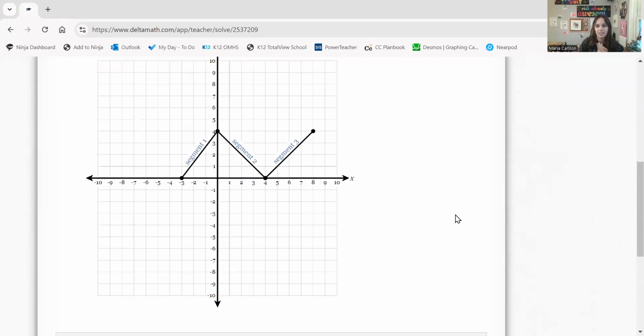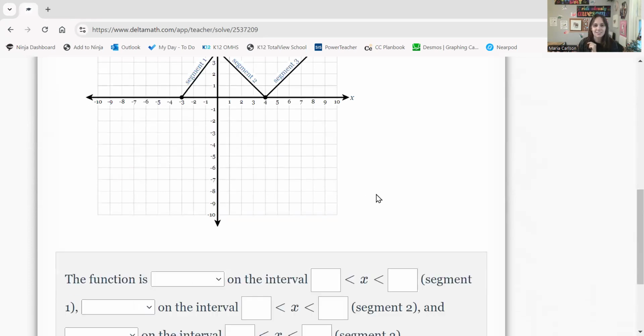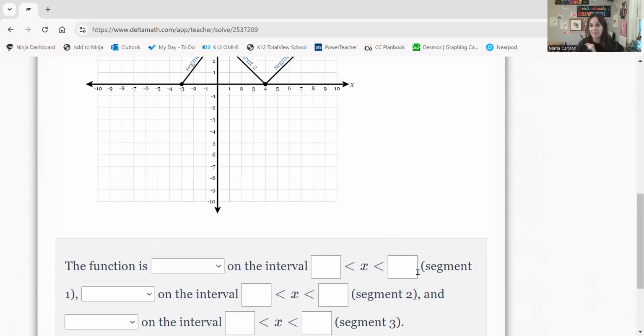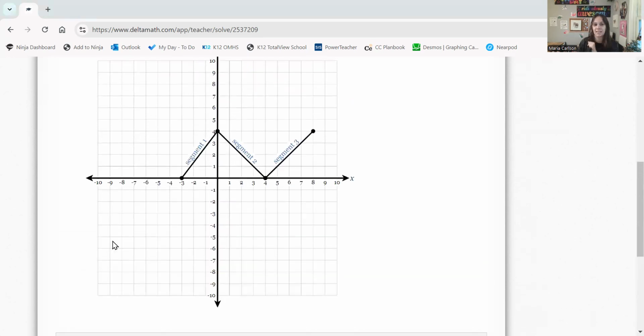And if you look at the function, okay, looks good. And then you look down here and that looks intimidating. So take it piece by piece, okay? You are going to start by describing what's going on during segment one. So what I would do is I would look at my segment one and I would start on the left-hand side and I would follow it and notice that this segment is increasing.